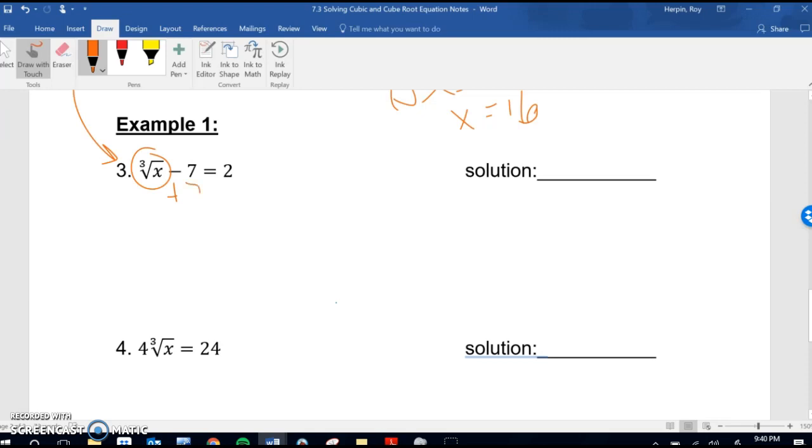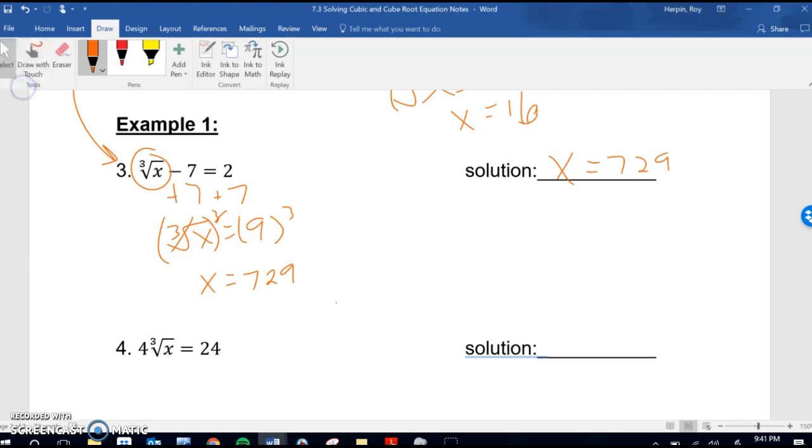So this first one, I'm going to add 7. I get cube root of x equals 9. Now that it's isolated, to undo it, I'm going to cube both sides. So that cancels, and I have x equals 729. So then that is my answer. I do not have to check it.